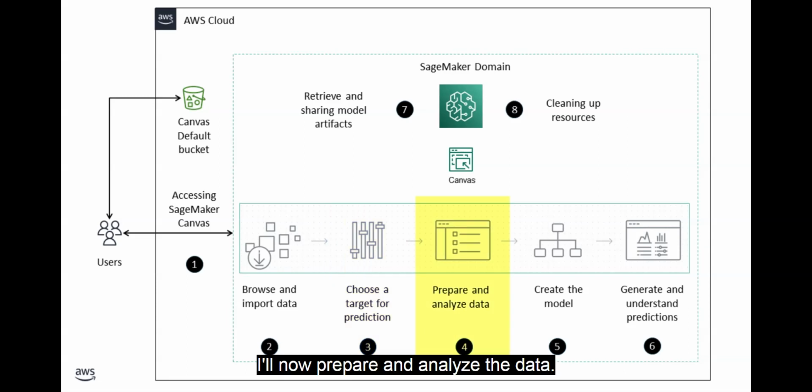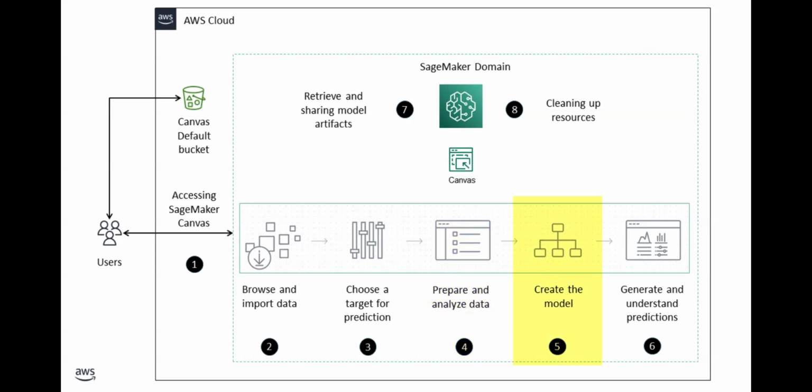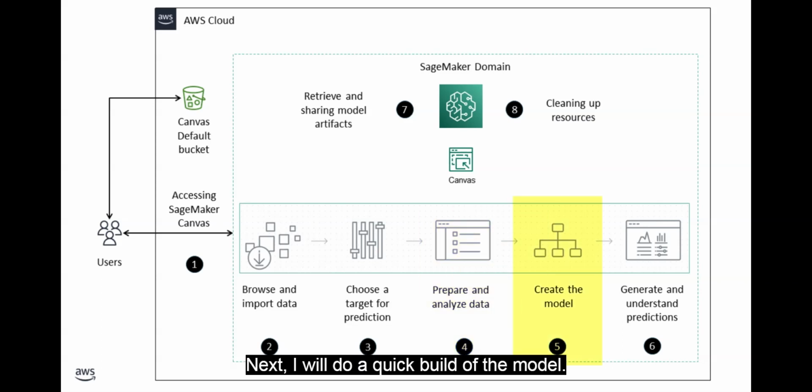I'll now prepare and analyze the data. Steps during this phase include reviewing the model recipe and feature engineering, where I'll make changes to the dataset that determine how the model is trained. Next, I will do a quick build of the model. A quick build is shorter than a standard build, but might not be as accurate.